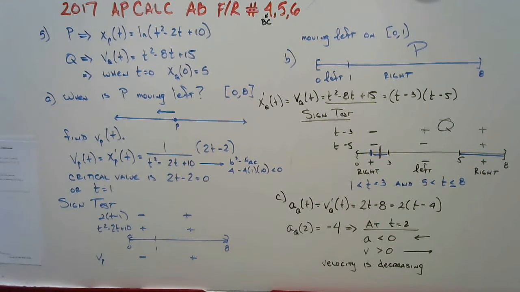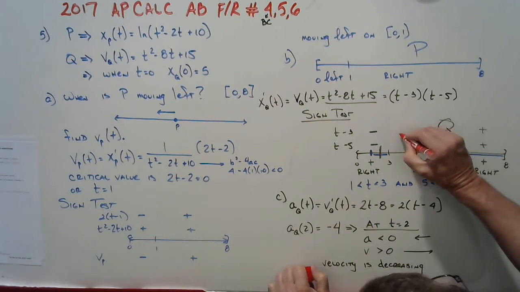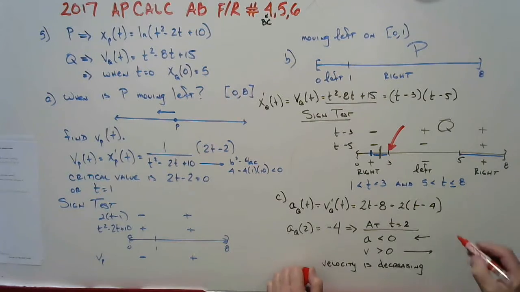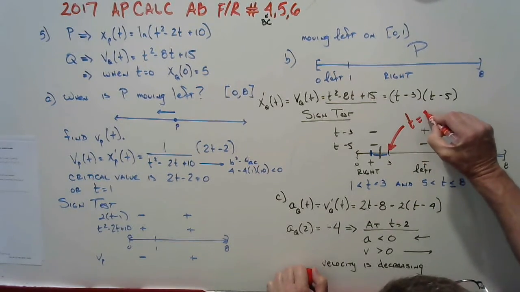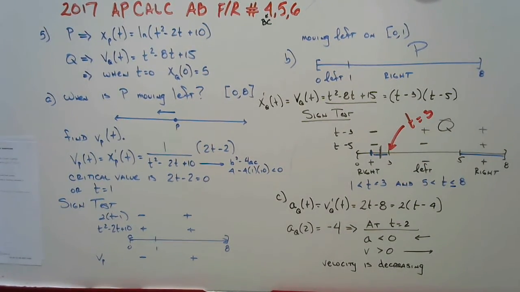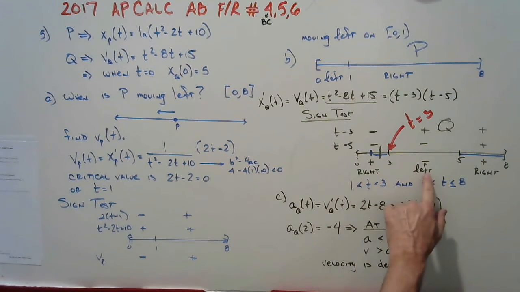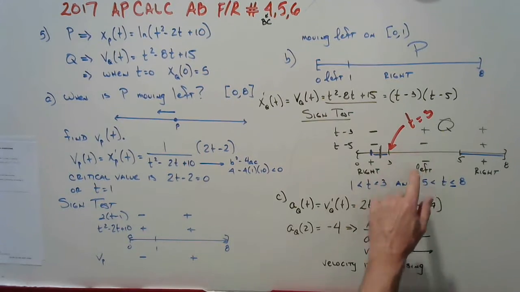Okay? Now, part D says, find the position of particle Q the first time it changes direction. All right? Well, if we go back to our picture, the first time we changed direction is right here at t is 3. Right? That's the first time we changed direction. We didn't change direction any place other than that. Well, I mean, that's the first time we changed direction at 5 as well, but we were moving right and then we started moving left. So t is 3 is our magic place.